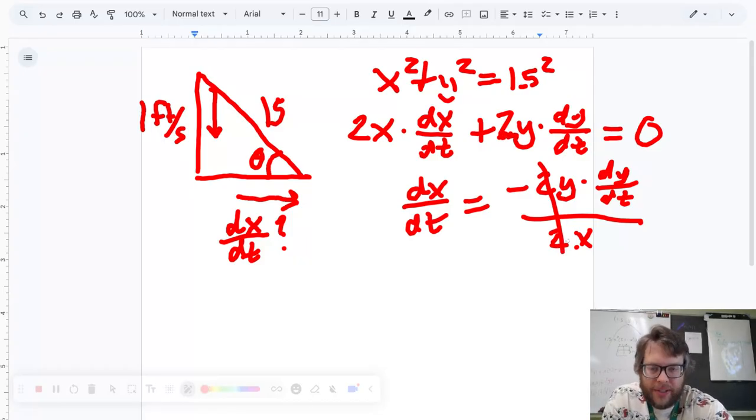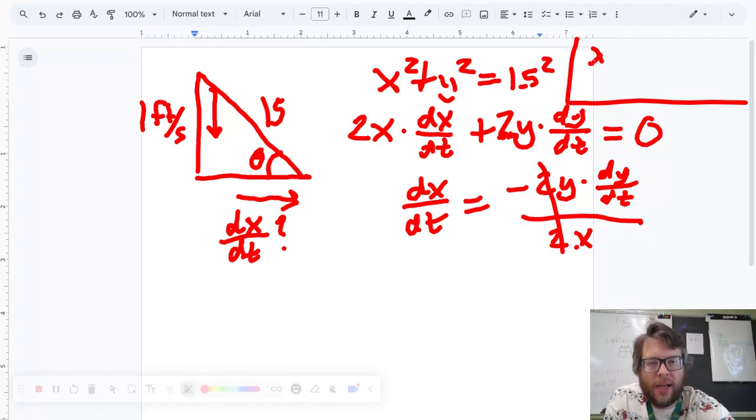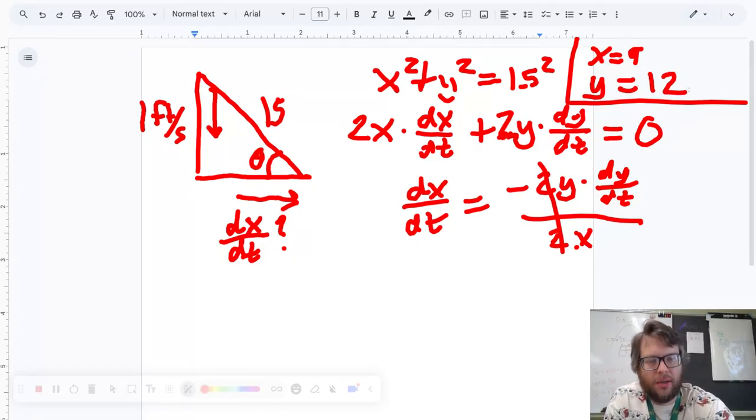To get a precise answer here, I need to plug in an x and a y value. So let's just say that we are doing this at the point where x is equal to 9. If I use my Pythagorean theorem, 9 squared plus y squared equals 15 squared, you'll find that y is equal to 12. 9, 12, and 15 make a right triangle.